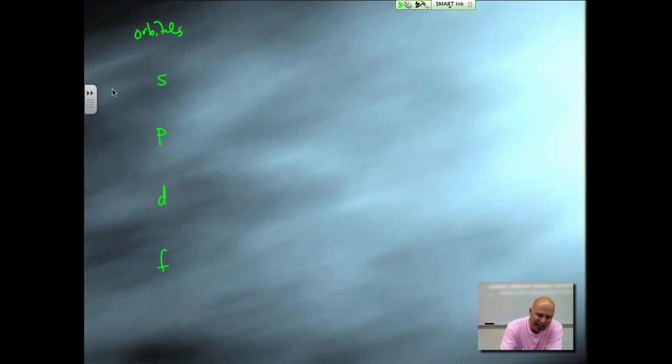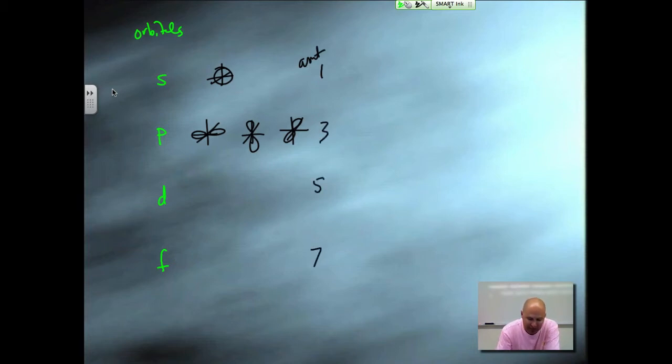Now, again, your S orbital, spherical orbitals, P orbitals are those dumbbell, figure 8 shaped orbitals. We know that there's only one amount here. There'd be 1 in the S, 3 in the P, 5 in the D, and 7 in the F. So there's 1, 3, 5, 7 in the SPDF respectively. Now that's the amount of orbitals. Whether it's the 1S or the 3S, there's still 1. If it's the 3D or the 5D, there's still 5.